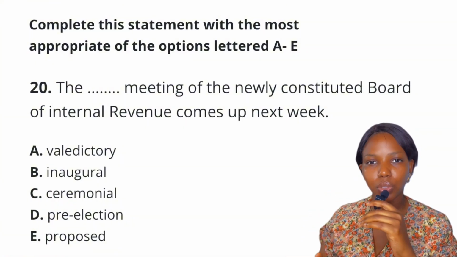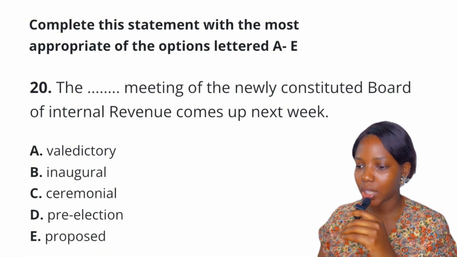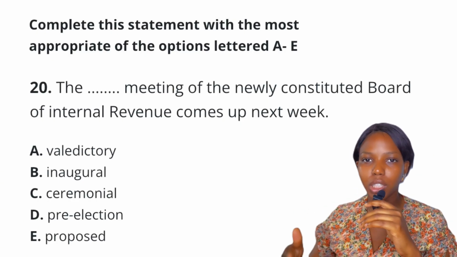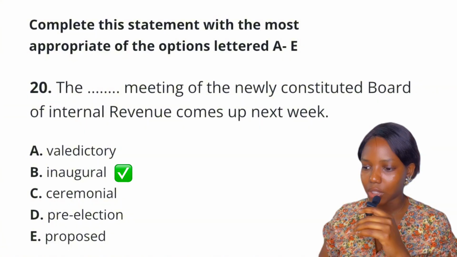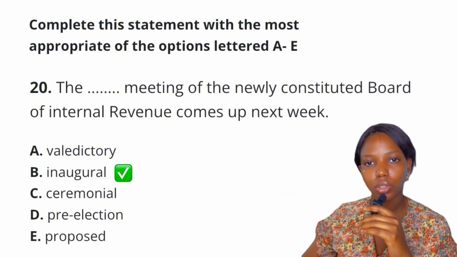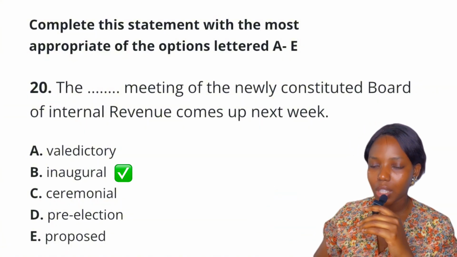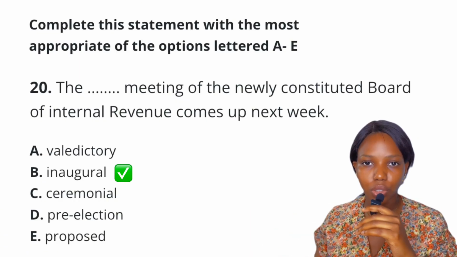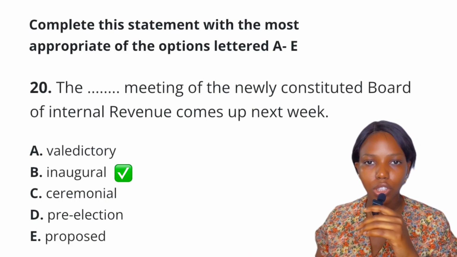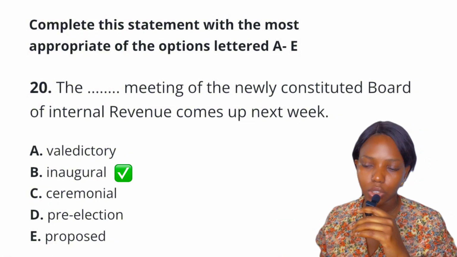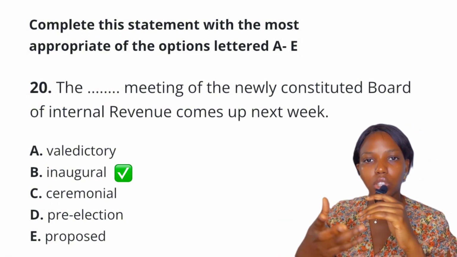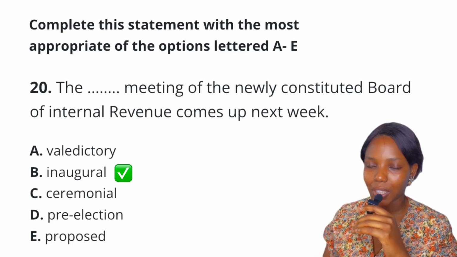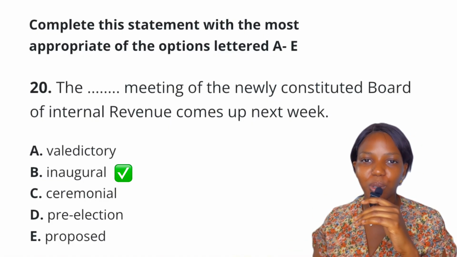Validatory is a farewell meeting. So this is not the answer to the question. Inaugural is the first meeting or first session or the beginning of something. So this is the answer to this question because it's a newly constituted board. Ceremonial is not necessarily first or last, right? It relates to an occasion. When we say pre-election, it is something happening before election. Proposed is something suggested, not yet decided. So the final answer to this question is definitely option B, inaugural.